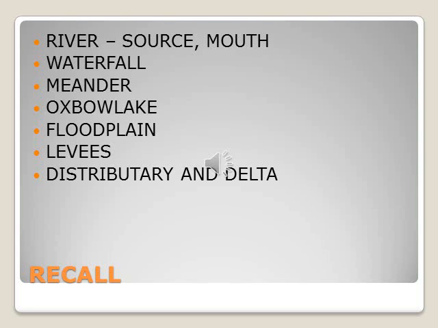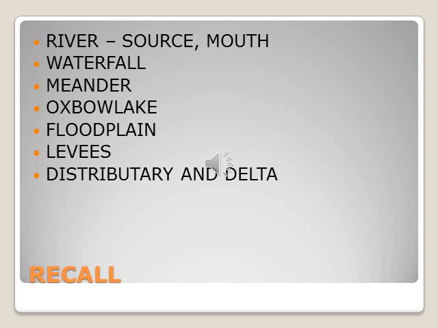Then the different landforms. First we saw the waterfalls, and how the waterfalls were formed. Then we discussed the meander and oxbow lake: how the meander was formed and how the meander will form an oxbow lake. Then we discussed the floodplain and the levees. Then finally we discussed the distributary and the delta.